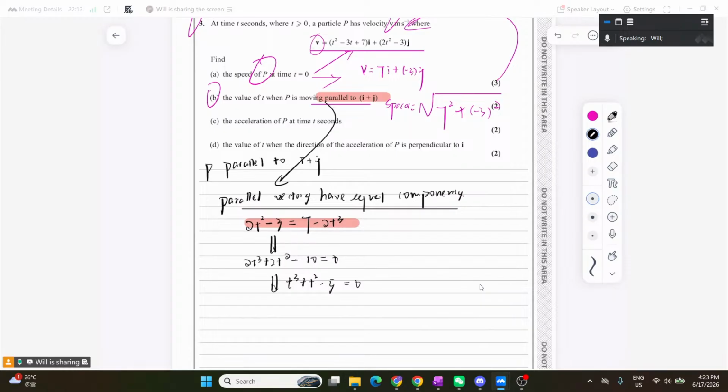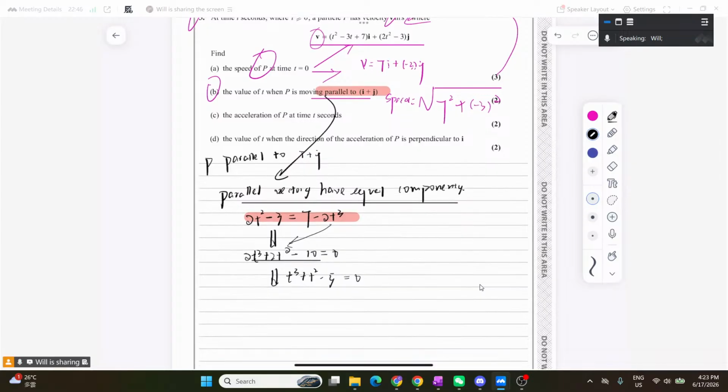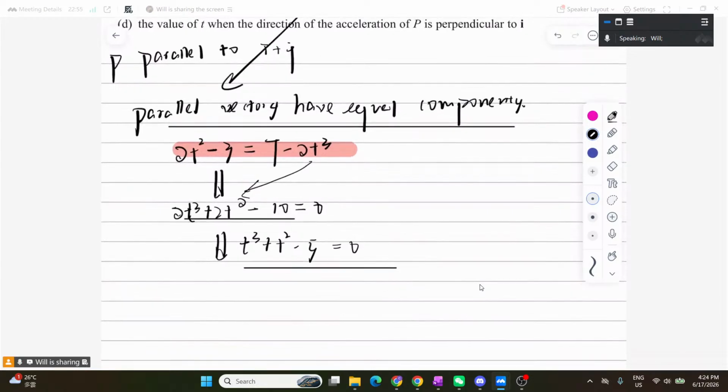2t squared minus 3 equal to 7, and I shift it to the left. Then I get the 2t cubed, and the degree is 3. Shifting to the left side and moving the 10, then eliminating 2, the form becomes this one. Understand?